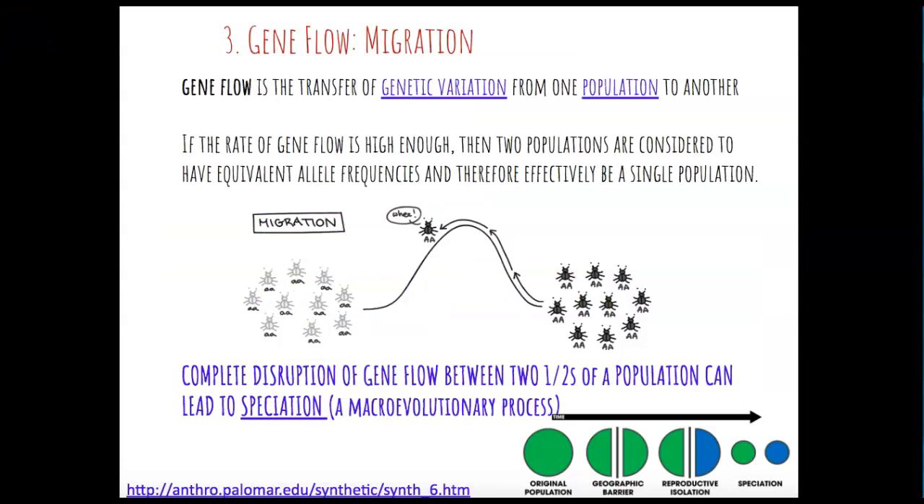The third mechanism that can affect microevolution is called gene flow or migration. Gene flow is the transfer of genetic variation from one population to another. If the rate of gene flow is high enough, then two populations are considered to have equivalent allele frequencies, and therefore they're effectively considered a single population. However, if there's complete disruption of gene flow between the two halves of a population, it can lead to speciation, which is a macroevolutionary process.